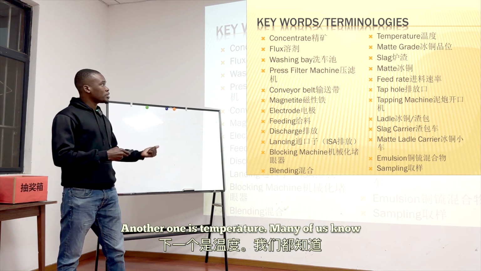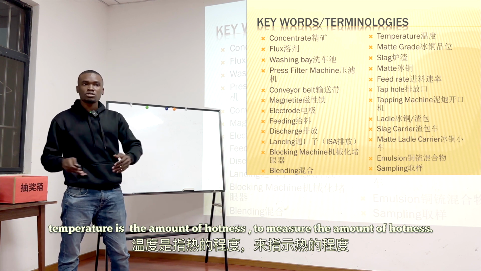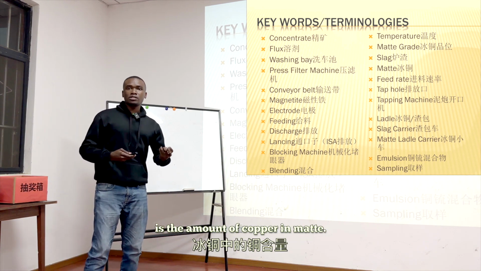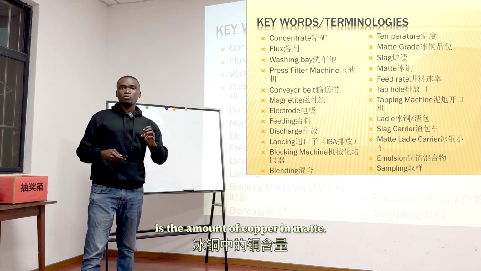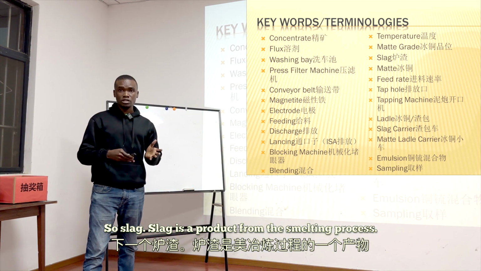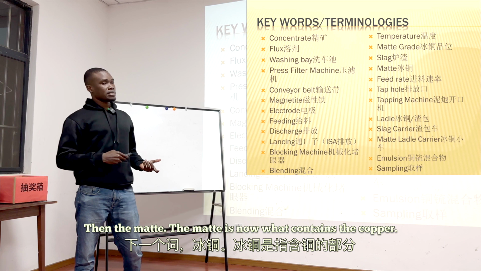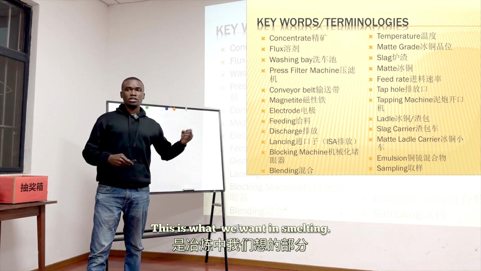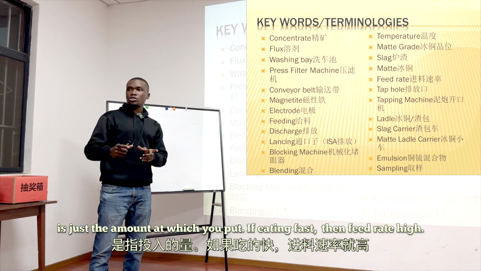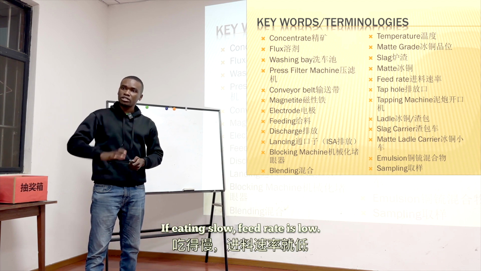Another one is temperature. Many of us know temperature is the amount of hotness, to measure the amount of hotness. Then we have matte grade. Matte grade is the amount of copper in matte. Slag is a product from the smelting process, and this is where the impurities are. The matte is what contains the copper. This is what we want in smelting. Then the feed rate is just the rate at which you put material in. If eating fast, then feed rate is high. If eating slow, feed rate is low.